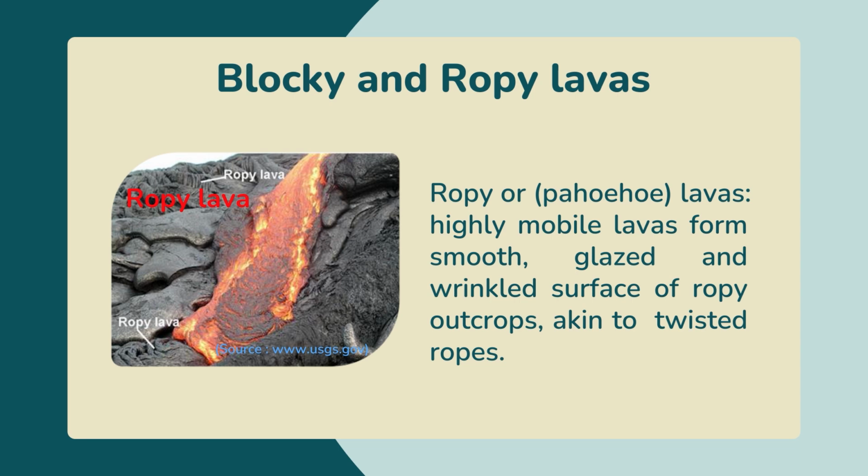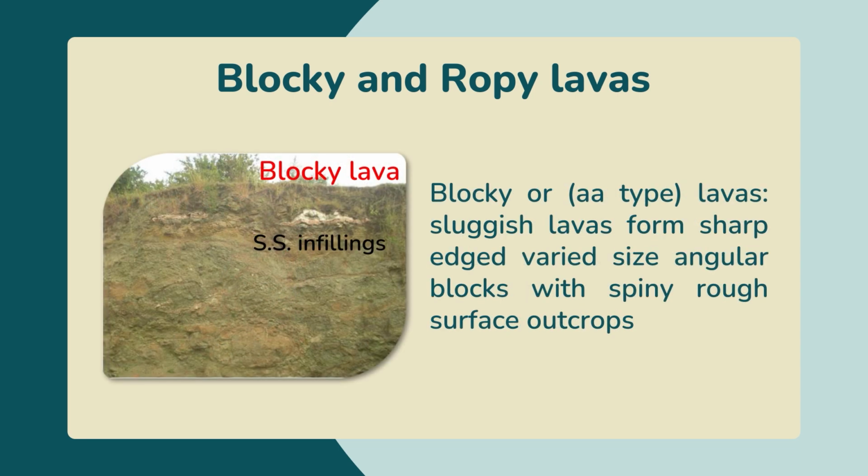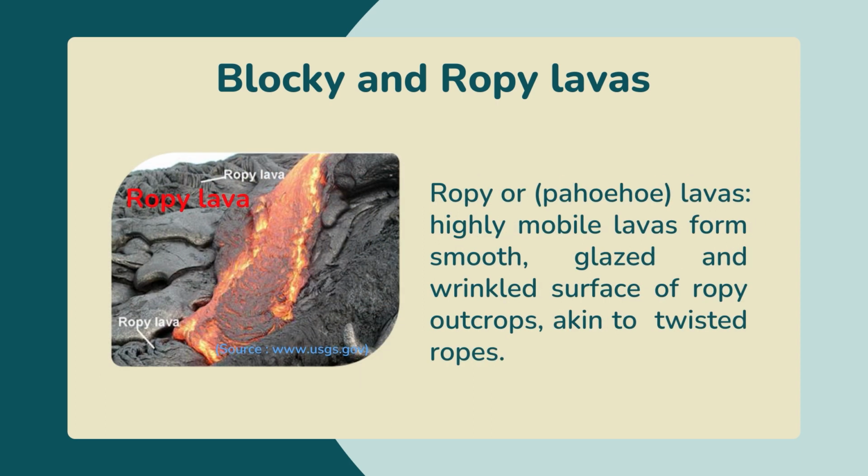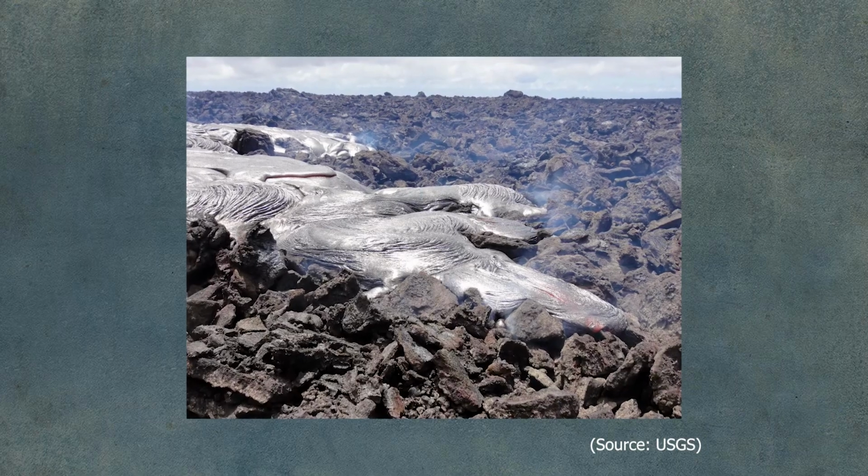You can see in this picture these twisted ropes. Here it looks like a rope-like structure, with ropes twisted together, and here you have a blocky lava. This block is there. This is called an AA type of lava and this is called a ropey or pahoehoe lava. Here is again a picture of a ropey lava.